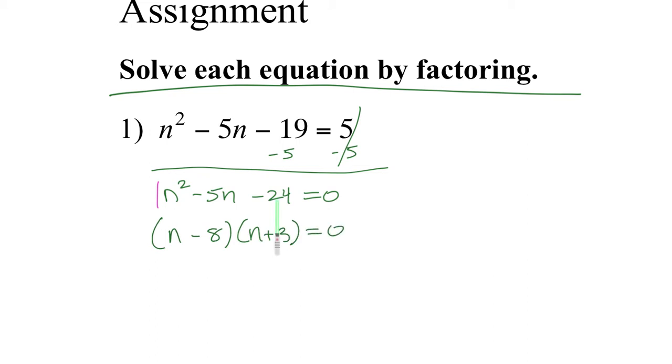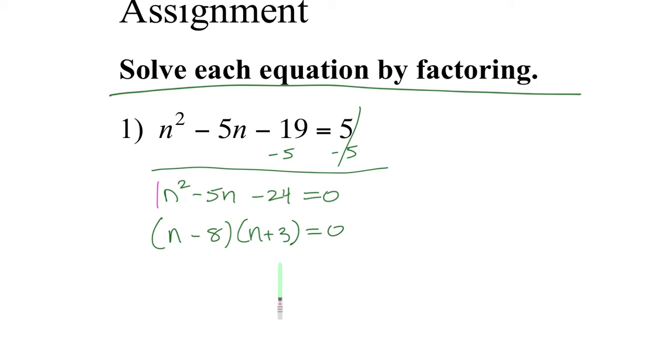Now, because this number is negative, that means that this times that has to be negative. So that means that it has to be negative and positive. It's negative 8 because when you add them up or subtract them, it has to be negative 5. So the only way that that's true is that it's negative 8.